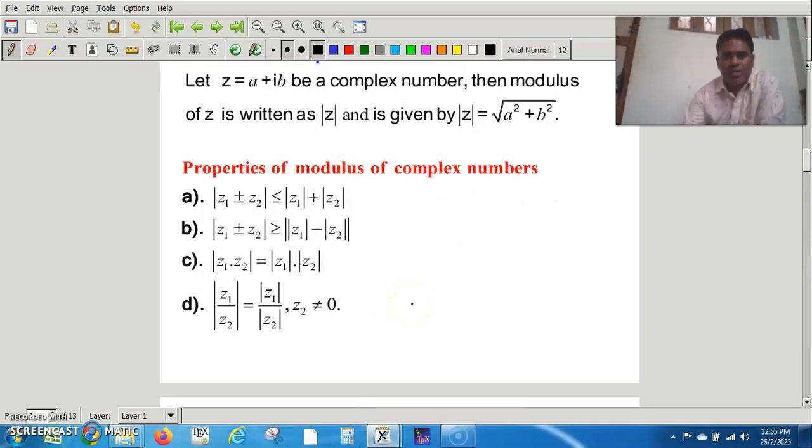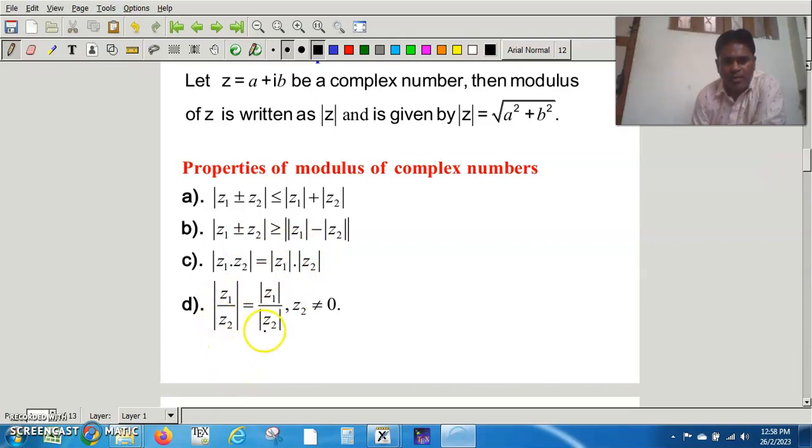Now there are some properties related to the complex numbers and their modulus. The modulus of the sum or the difference of two complex numbers is always less than or equal to the sum of their moduli, and these properties can easily be proved.